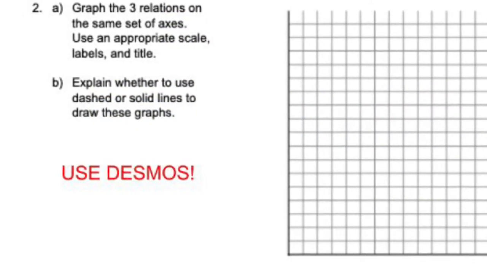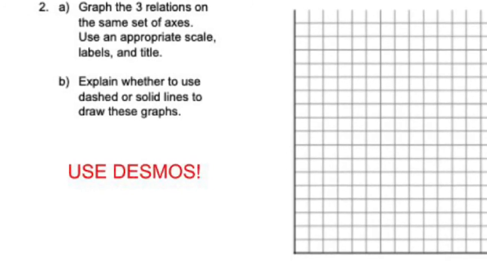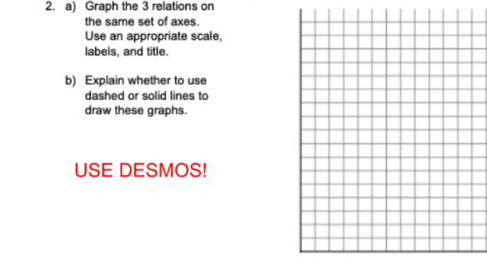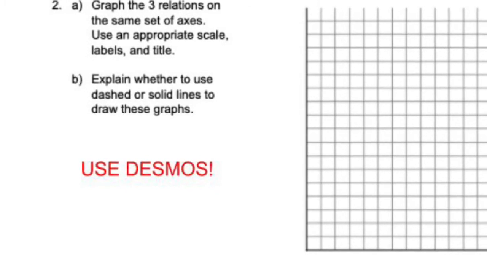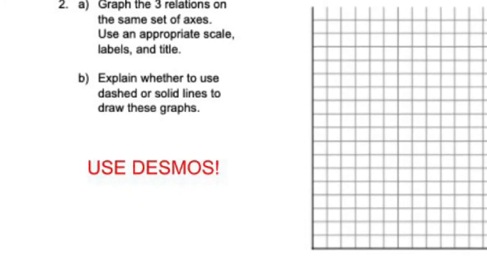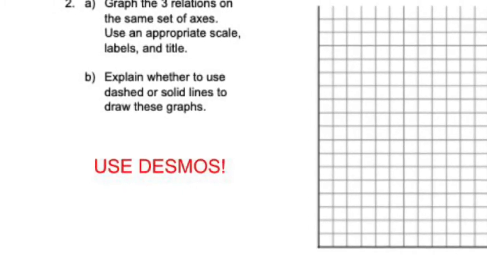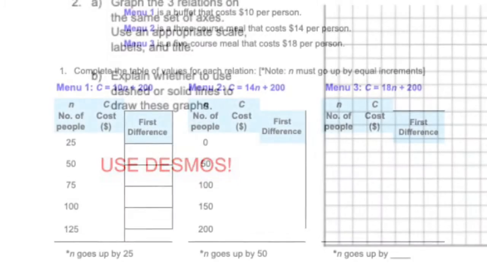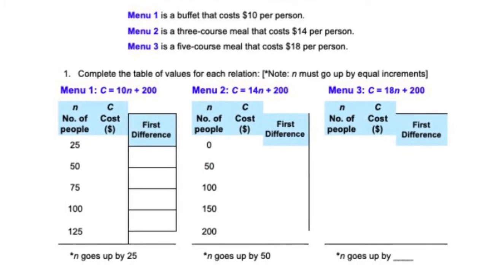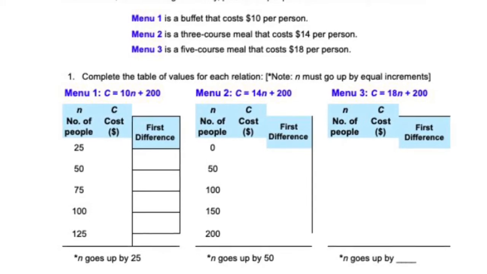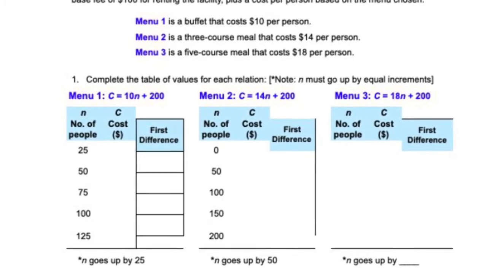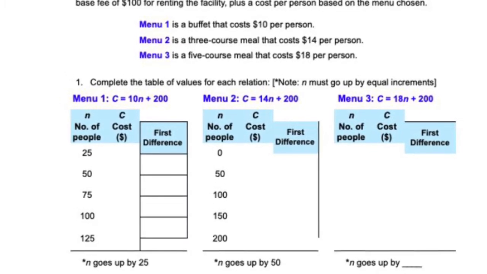Now, what I want to remind you is that if you want to graph something, you're going to need to make a table of values. We can't graph yet without using a table of values. So that's our first step that we're going to do together. We are going to make a table of values for menu 1 and menu 2 together, and then I'll leave you menu 3 for homework.